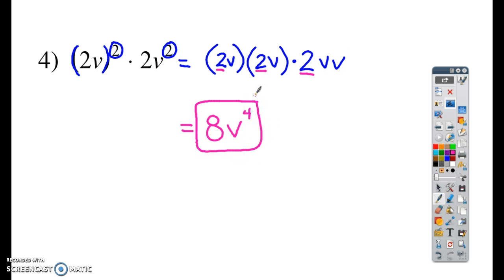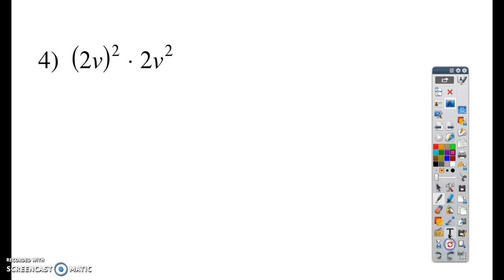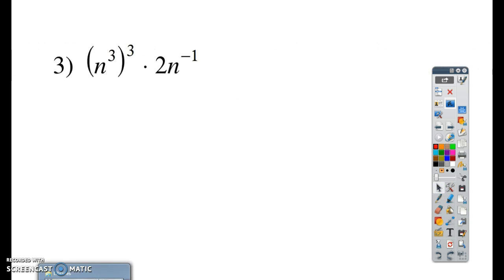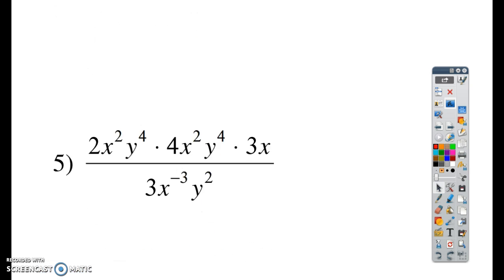There was nothing different about this one. There were no negative exponents. There was no division. There were no zeros. So it was just straight to the point. Problem number 5. Let's move it down. Problem number 5.